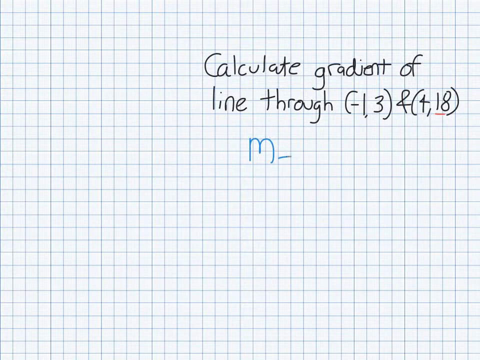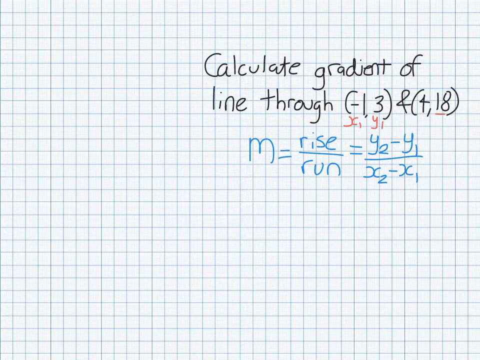Well, we know the gradient is the rise over the run. So the rise is how far you've gone up. It's just the difference in y values. So it's just the y coordinate of the second point minus the y coordinate of the first point. That's how far you've gone up. And how far you've gone across is just the x coordinate of the second point minus the x coordinate of the first point. So we label our points x1, y1, x2, y2 like this, okay?